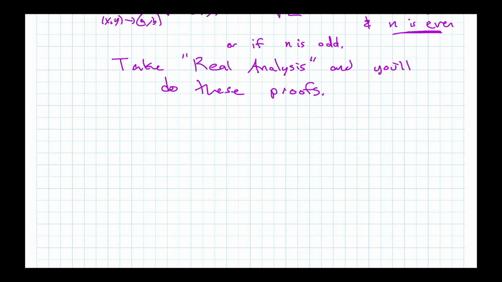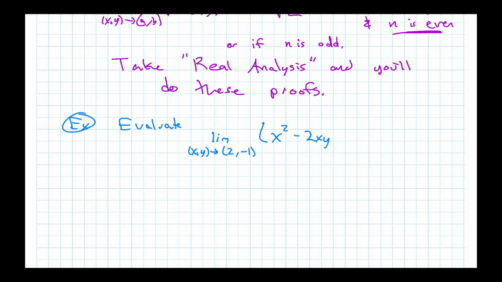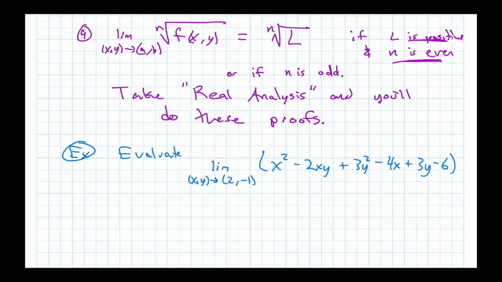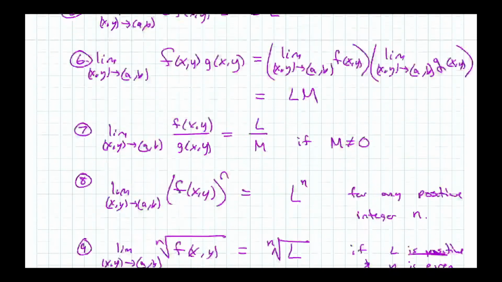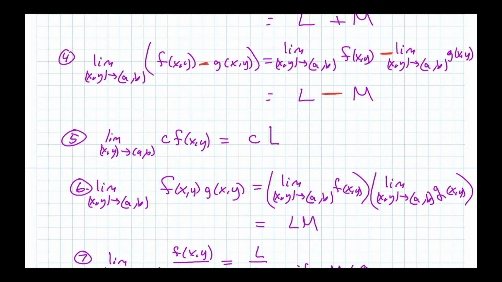Let's do something here. Let's try this. Evaluate the limit as (x,y) approaches (2,-1) of x squared minus 2xy plus 3y squared minus 4x plus 3y minus 6. Too long, but that's the example here. So let's just notice a couple things. First of all, for stuff like this here, and this here, and this here, you would apply that fifth rule, which would tell you how to handle those leading coefficients. So rule 5 deals with those.